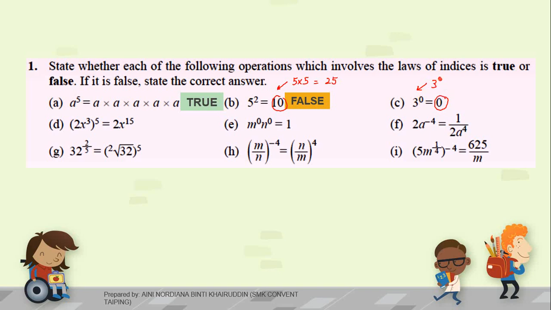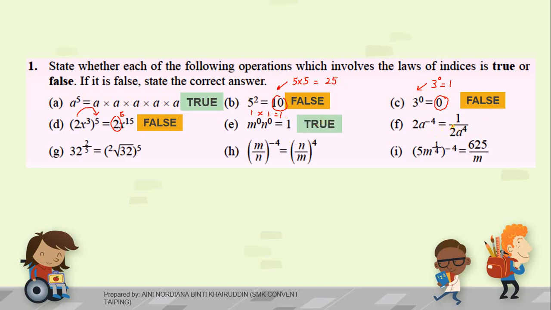Question number 6, this is also false because 3 to the power of 0 is actually equal to 1. So this is false because you have to power 5 every single number in the bracket. So this is actually 2 to the power of 5. So this is false. M to the power of 0 is 1 times n to the power of 0 is 1 is equal to 1. So this is true.